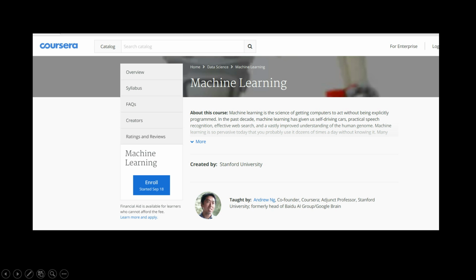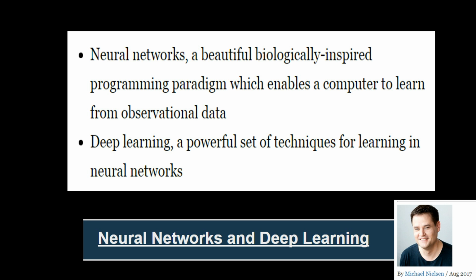Okay. So there is a very good course on ML by Andrew Ng, and he also launched a deep learning course. So you can just go and take this course if you're new to machine learning. It's really great. So enough about machine learning. Let's see what a neural network and deep learning are.